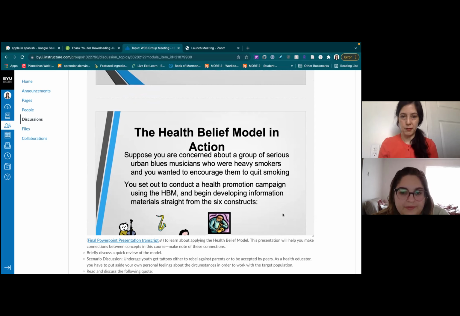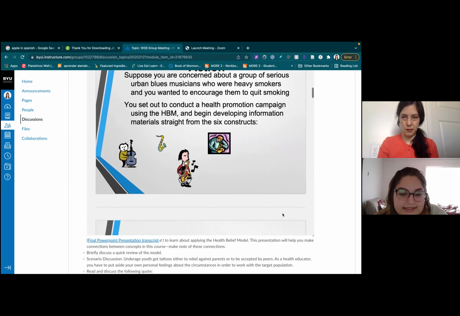Okay, so the health belief model in action. Suppose you're concerned about a group of serious urban blues musicians who were heavy smokers and you wanted to encourage them to quit smoking. You set out to conduct a health promotion campaign using the HBM and begin developing information materials straight from the 6 constructs. So this is kind of like a case study.